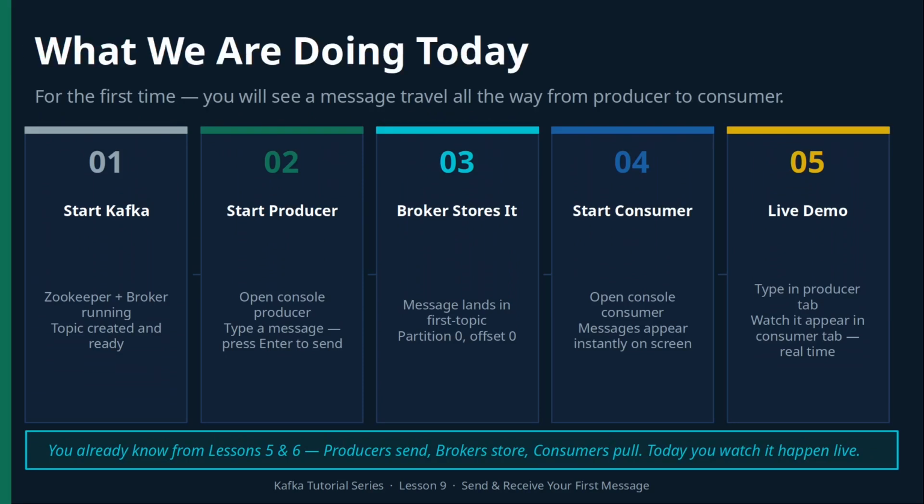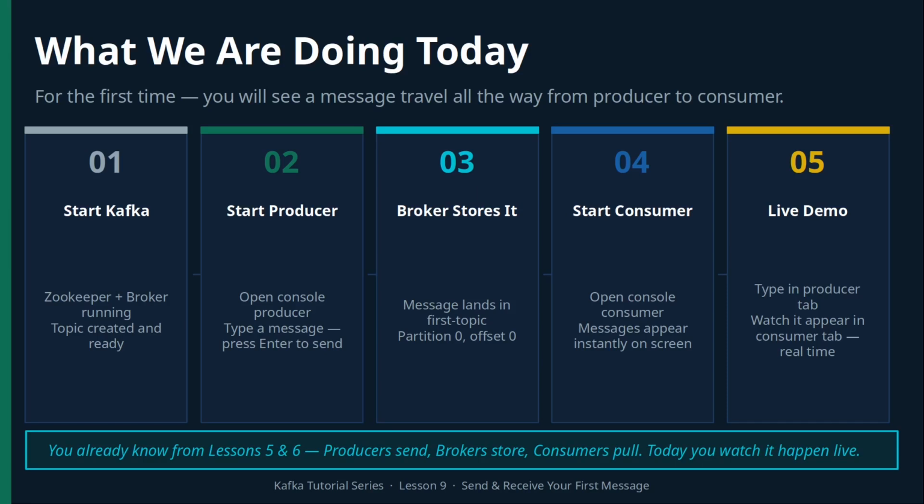Here is everything we are doing in this lesson, 5 steps in order. Step 1, start Kafka. Zookeeper and the broker running, topic created and ready. You already know how to do all of this from lessons 7 and 8. Step 2, start the producer. We open the console producer in a terminal tab and type messages into it. Step 3, the broker stores each message. It lands in first topic partition 0 at the next available offset.